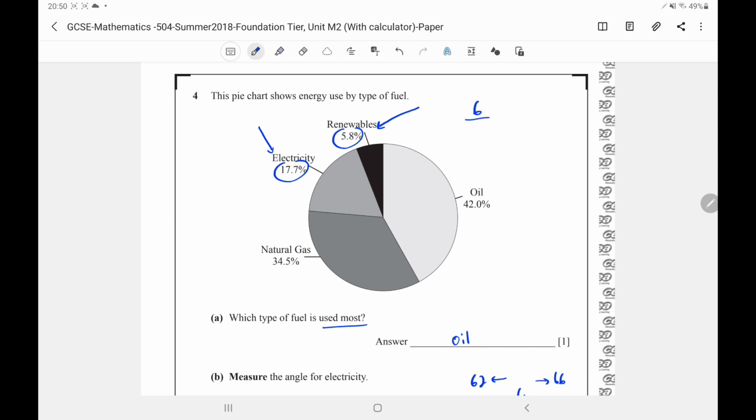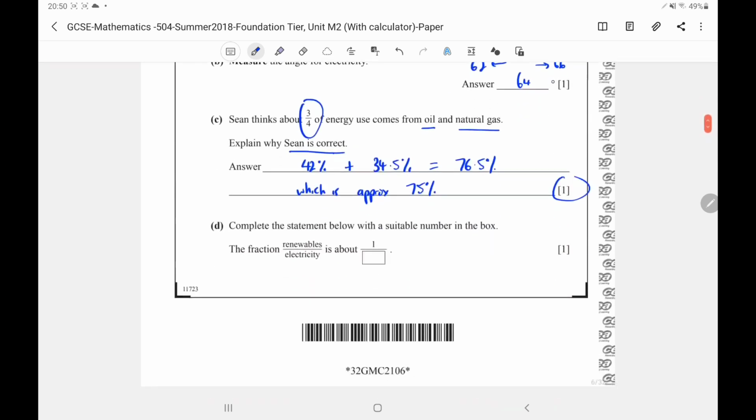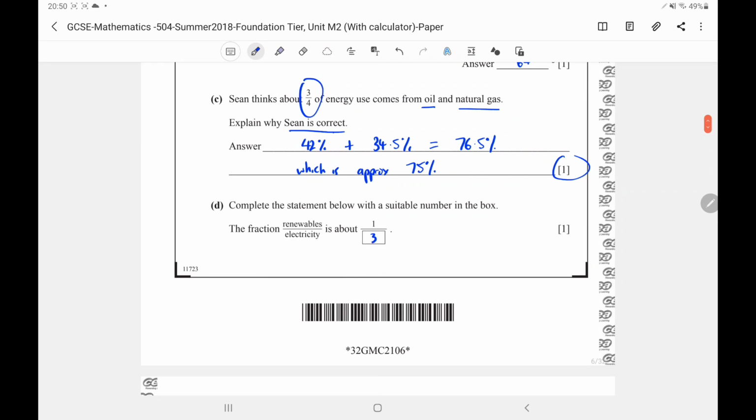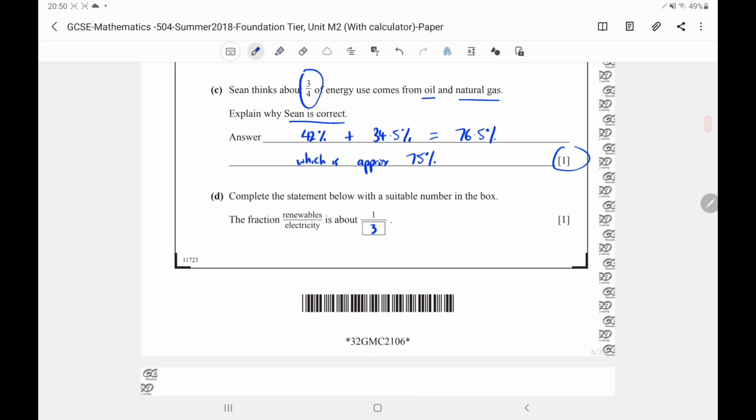So renewables is about 6, rounds up to 6. Electricity is about 18. So you're comparing 6 with 18, 6 on the top, 18 on the bottom. If you type that in the calculator and simplify it, you'll get 1/3. Therefore, this is 3.